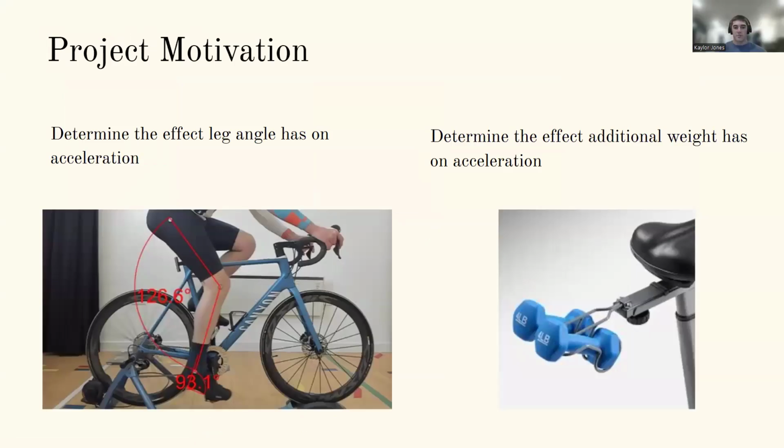So starting off, project motivation. Some of us in this group are avid bikers, so we wanted to do an experiment based around that. Two big things we wanted to figure out how they affect your acceleration or just speed on a bike were leg angle and weight on the bike. Because we didn't have the tools to measure acceleration, we instead took an average of the time it takes to do a 20-yard sprint up a slight incline.